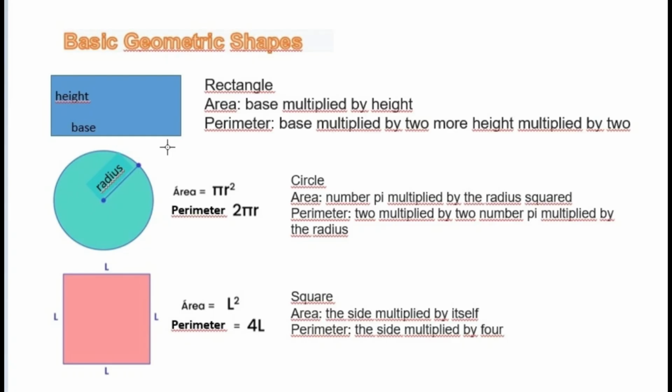The circle has its area formula equal to pi times the radius squared, and its perimeter equal to 2 times pi times the radius. Finally, the square has its area formula equal to the side times the side itself, and its perimeter equals the side times 4.